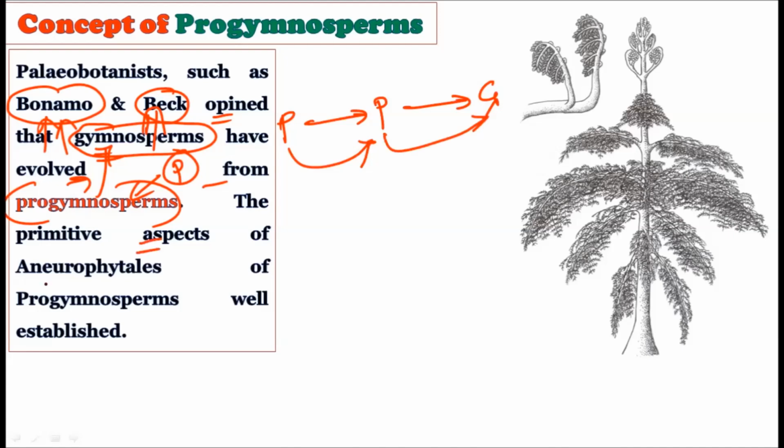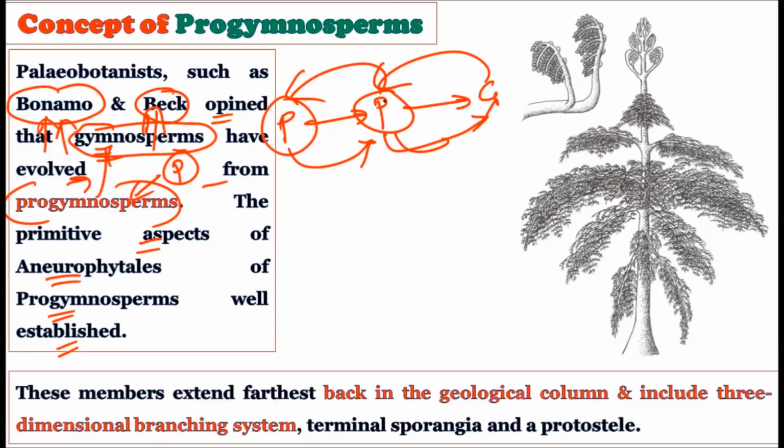So the primitive aspect of the aneurophytales of the progymnosperms is very well established, because the structures are comparable. When we compare the progymnosperms with the pteridophytes and the gymnosperms with the progymnosperms, the structures are comparable, and hence we can establish a well-defined line there. In general, according to Bonamo and Beck, the progymnosperms originated from the pteridophytes, and gymnosperms originated from the progymnosperms. Now see, these members extend farthest back in the geological column, and include the three-dimensional branching pattern, terminal sporangia, and the protostele.